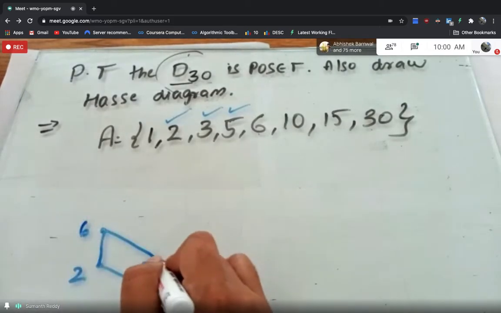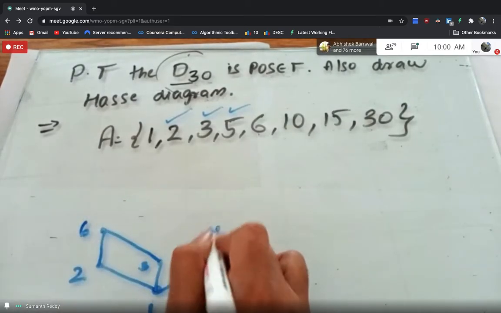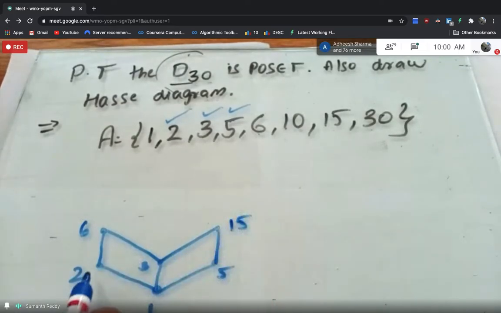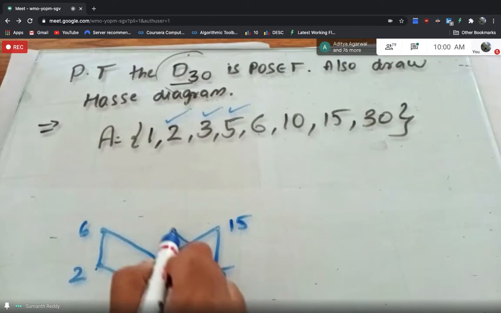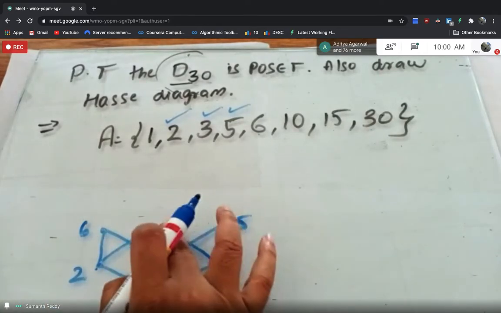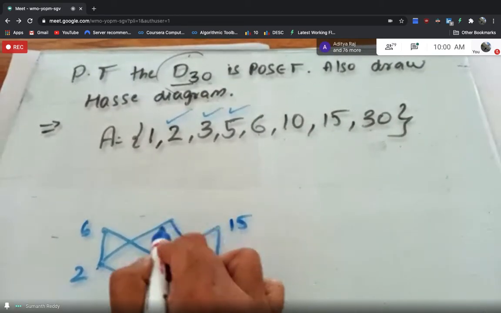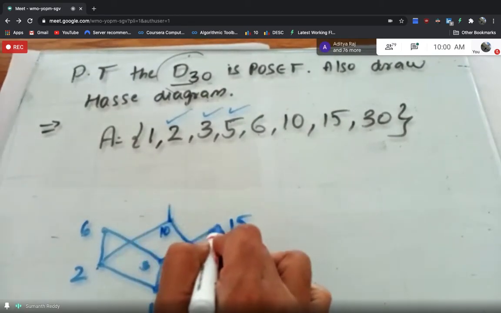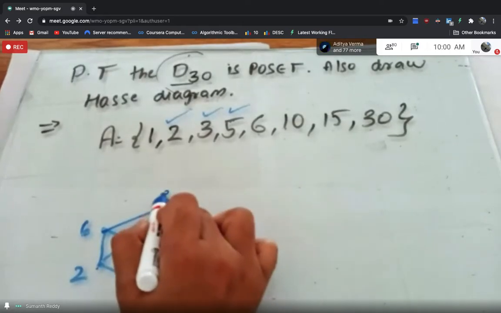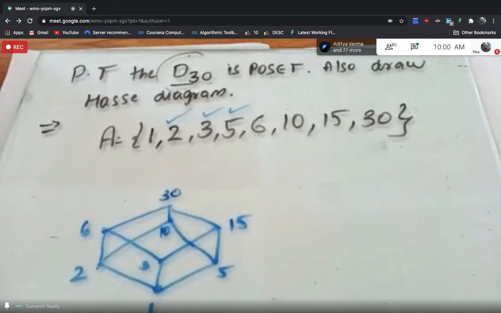And the number that is related with 3 and 5 is 15. And the number that is related to only 2 and 5 is 10. Right? The number that is related to all these numbers will be 30. I think if you have got a different shape, no need to worry.